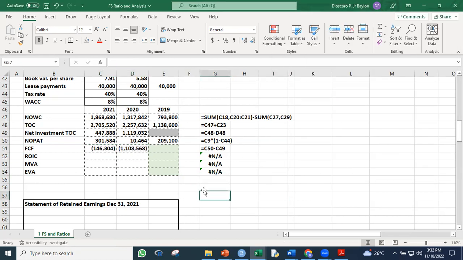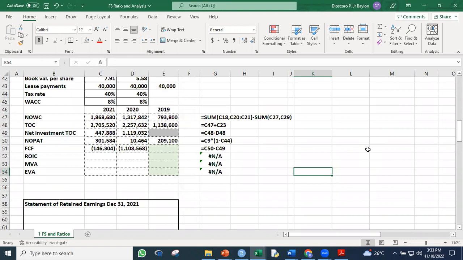Okay. We don't put anything here because we don't have any net investment in TOC. Okay, so quick review, class. Does a negative free cash flow mean the company is performing poorly? Is that what a negative free cash flow implies? Na poor yung performance ng company?